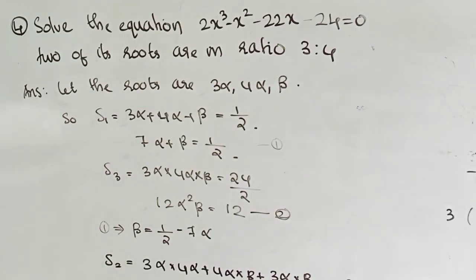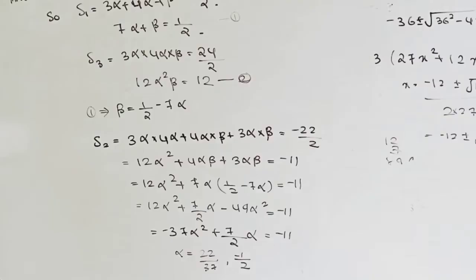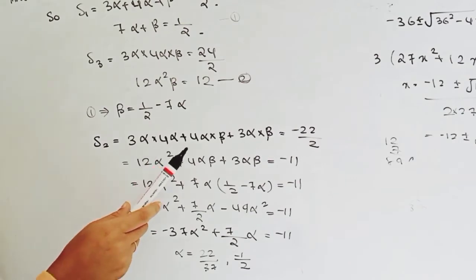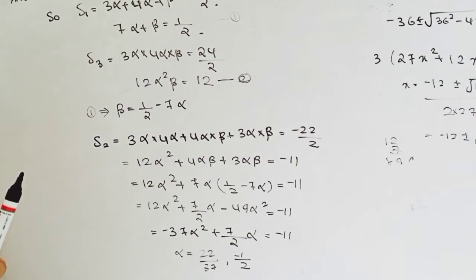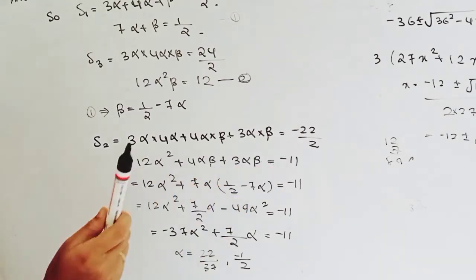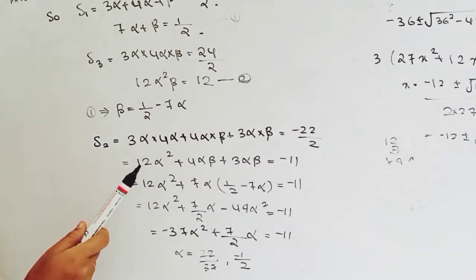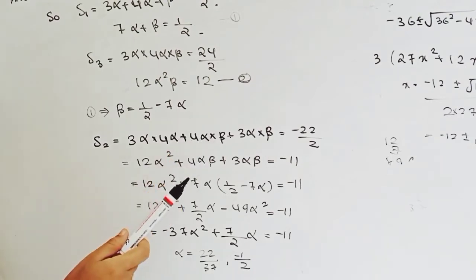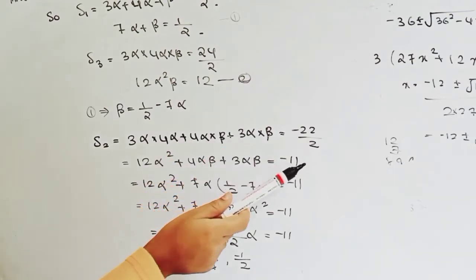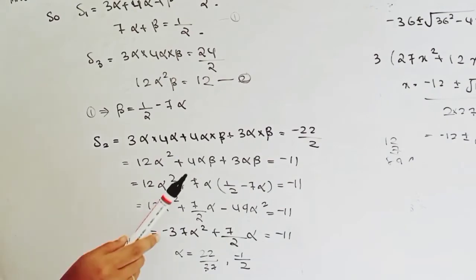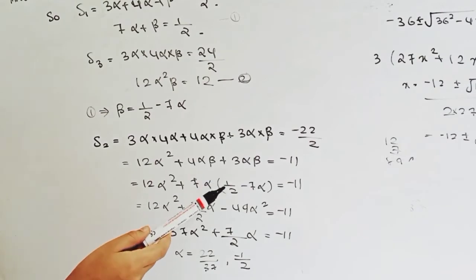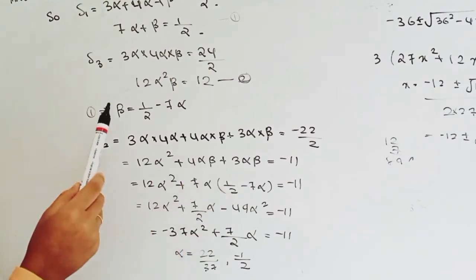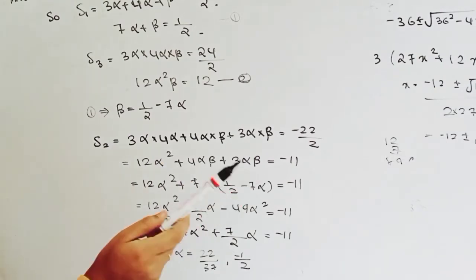Beta is equal to 1 by 2 minus 7 alpha. So here we can write S2, that is 3 alpha into 4 alpha plus 4 alpha into beta plus 3 alpha into beta is c by a, that is minus 22 by 2, minus 11. 3 alpha into 4 alpha is 12 alpha square, 4 alpha into beta plus 3 alpha into beta is 7 alpha beta, and here we can substitute the value of beta as we have found earlier, that is beta is 1 by 2 minus 7 alpha.